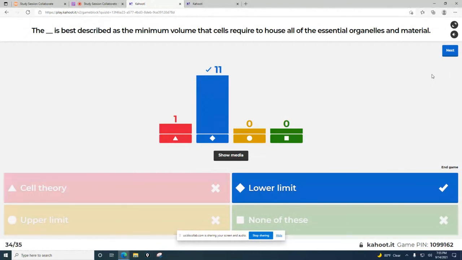So remember the lower limit is basically the smallest that the cell can possibly be to hold all of its organelles, you know, those many organs we'll talk about that perform essential functions for the cell. So that's our lower limit. And that is a part of cell theory, that doesn't match up with the definition. So that's why cell theory is not the correct answer.